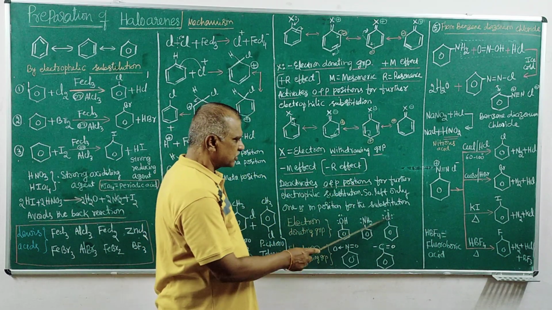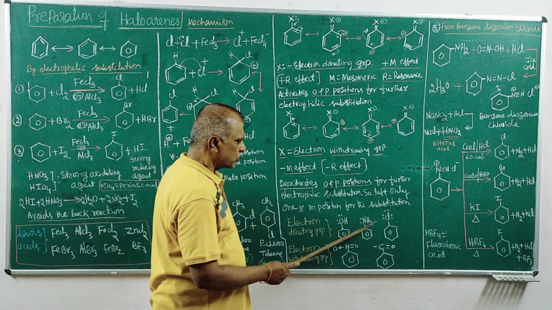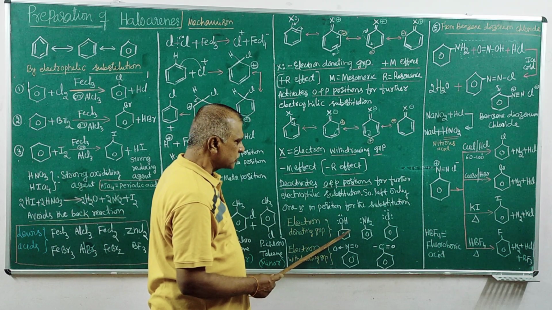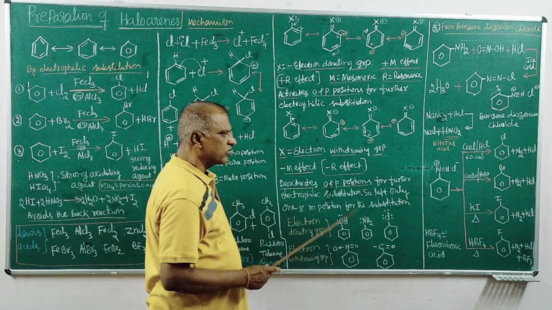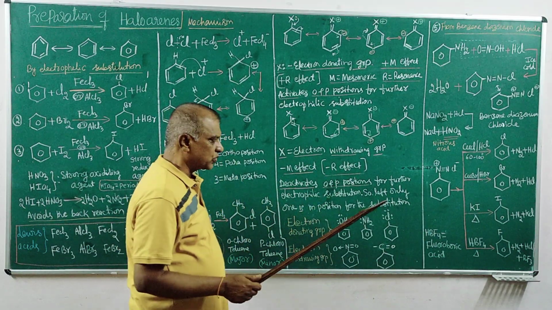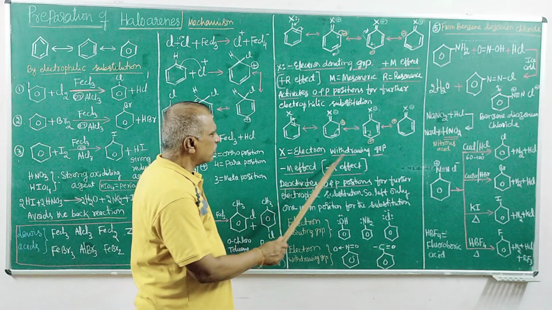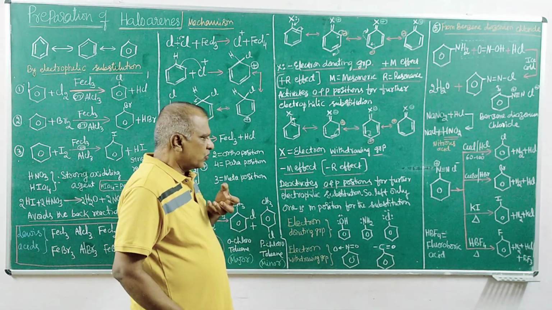So groups like this in benzene, that is the OH group, NH2 group, Cl group or Br group, will activate the ortho and para positions for electrophilic substitution. Electrophilic substitution will be easy for further substitution. But what about an electron withdrawing group? That is called the minus M effect, electron pulling towards itself.